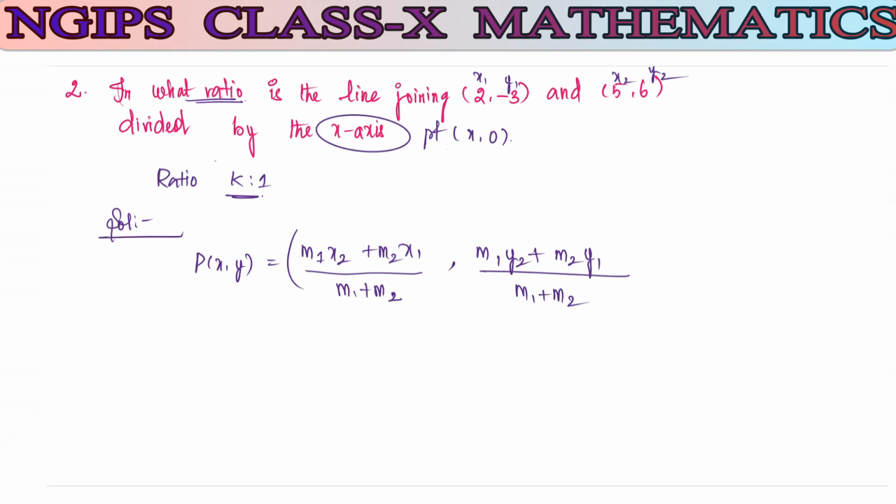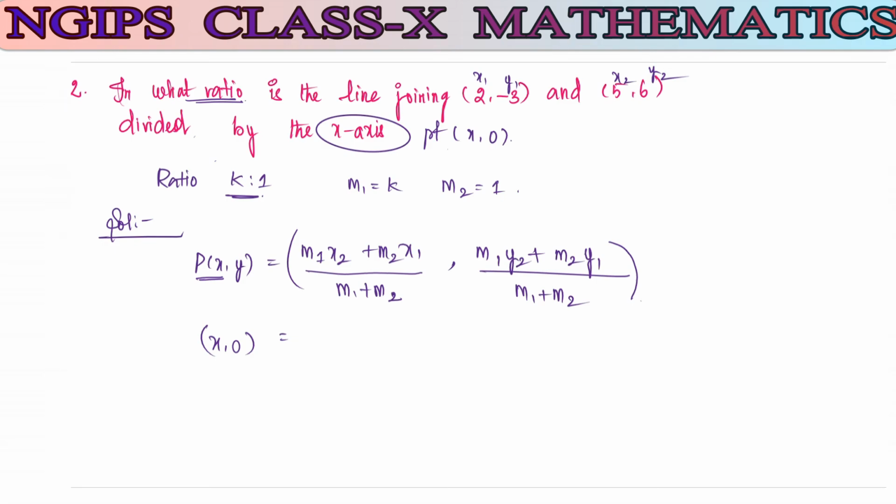Now I am going to substitute the values. Just remember, this is the point which is going to divide, so the dividing point you always have to write on the left side. So I can write x comma 0, and here we have the m1 value. M1 value is k, since the ratio is k is to 1. So m1 we need to take as k, and m2 is equal to 1.